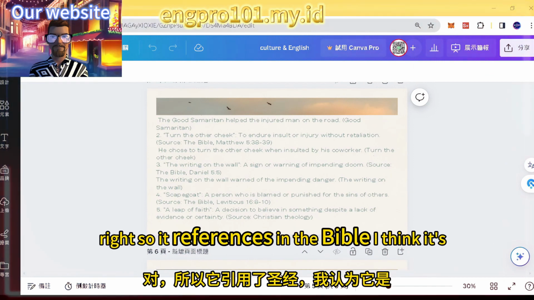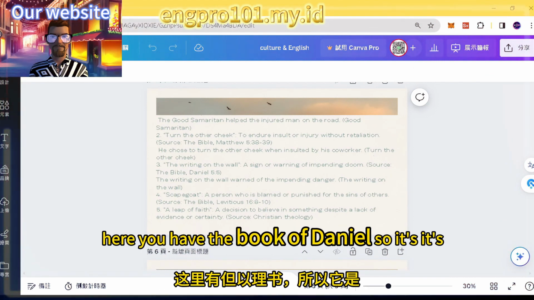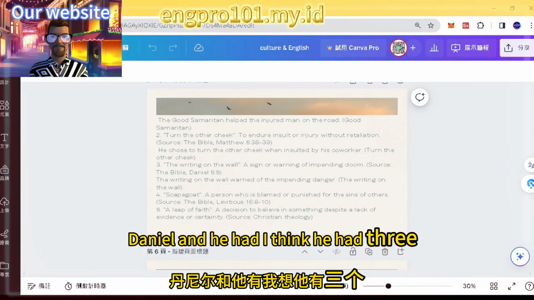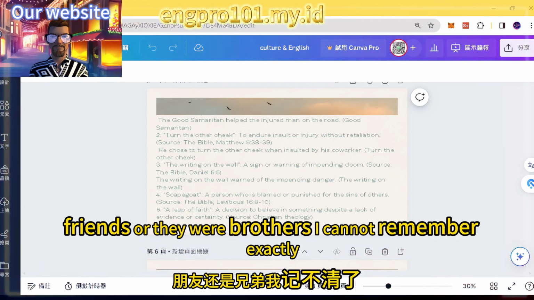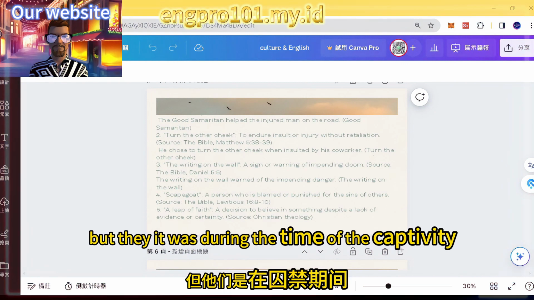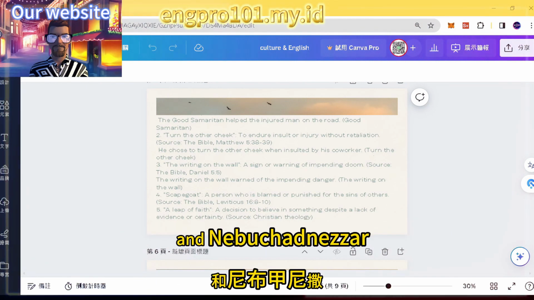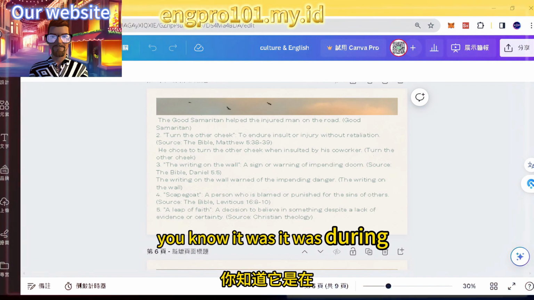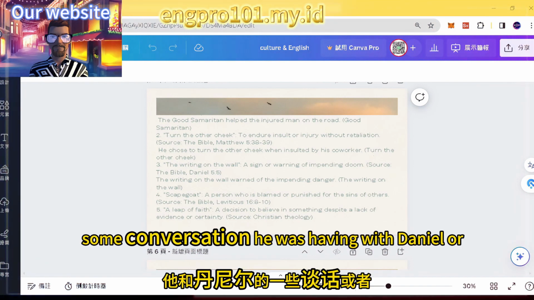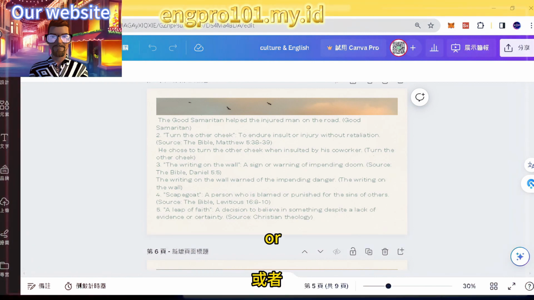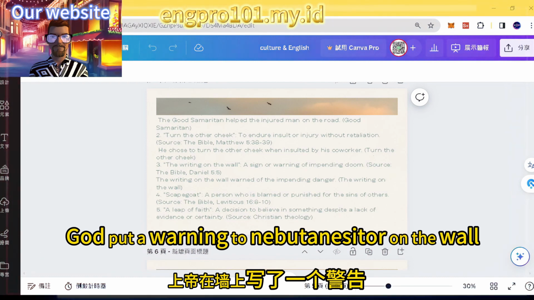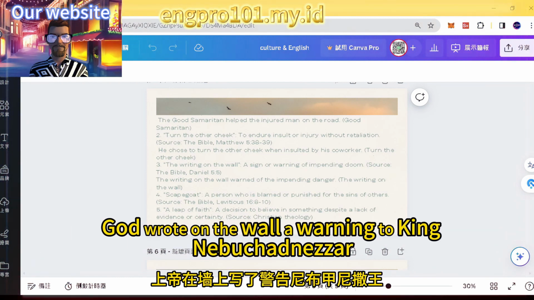Right. It references the Bible, the book of Daniel. I think he had 3 friends, or they were brothers, I cannot remember exactly. It was during the time of the captivity, and there was a powerful king called Nebuchadnezzar. During some conversation he was having with Daniel, God wrote on the wall a warning to King Nebuchadnezzar.